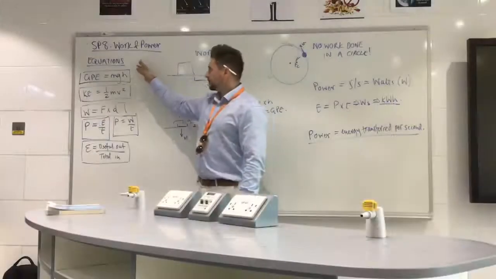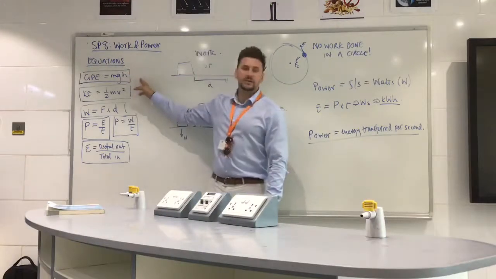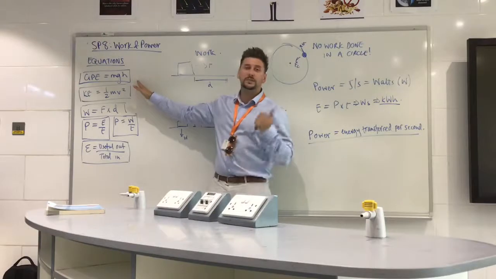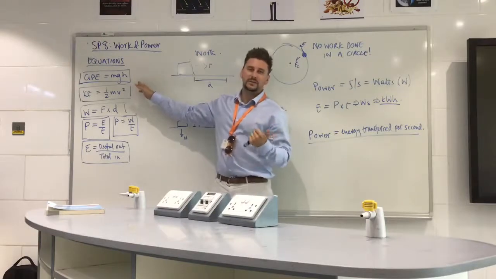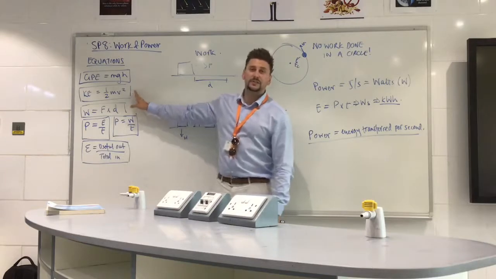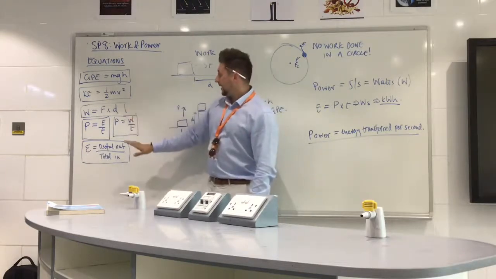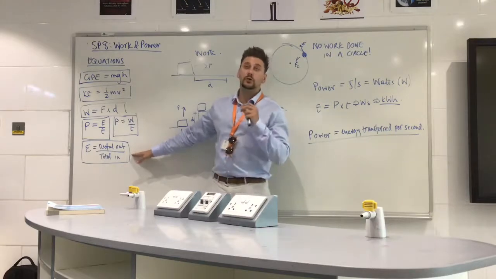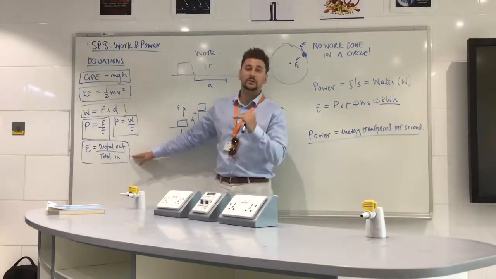SP8 work and power. You still need the equations from paper 1 in chapter 3, so you still need GPE equals mgh, or mass times gravitational field strength times height. Kinetic energy, which is a half mv squared, and also you need the efficiency, which is useful energy out, or useful power out, divided by the total power in.